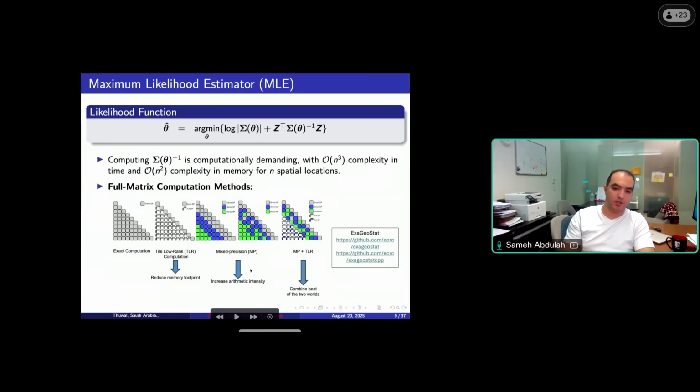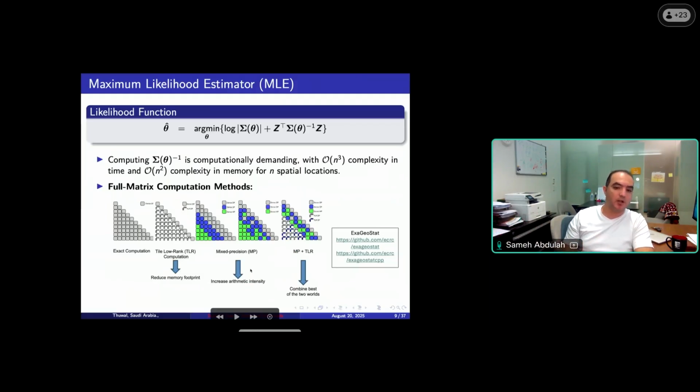So instead of adopting very low precision on our covariance matrix, we had this adaptive way to represent some numbers on the matrix using low precision and some very important numbers with a higher precision.